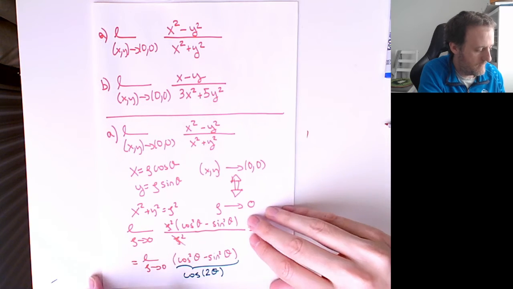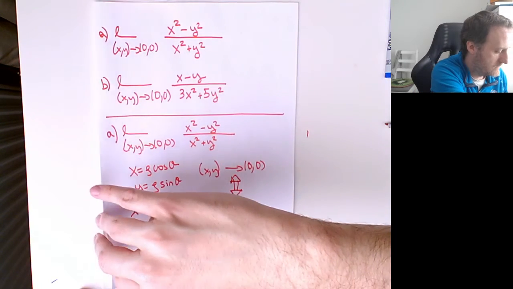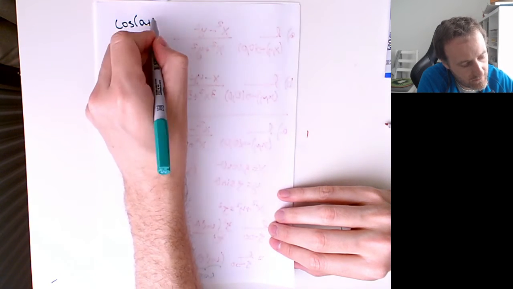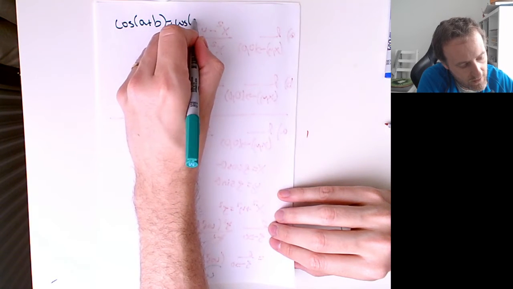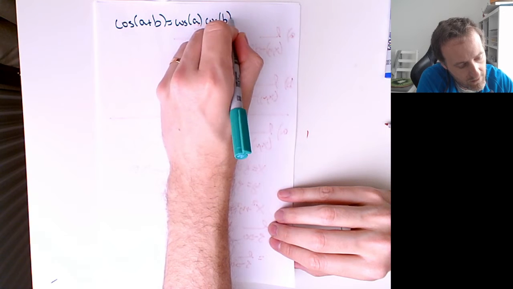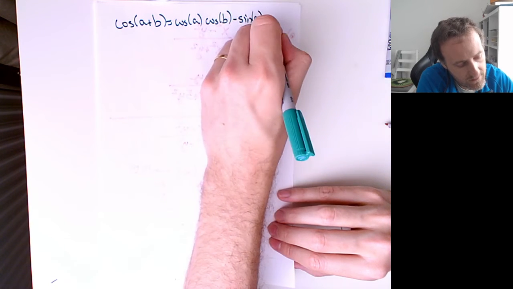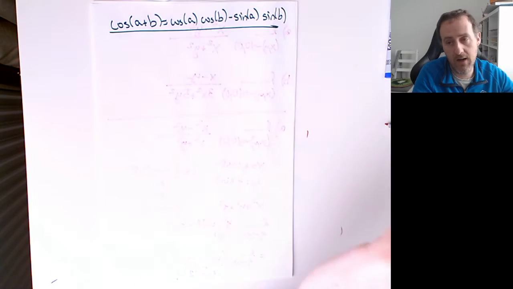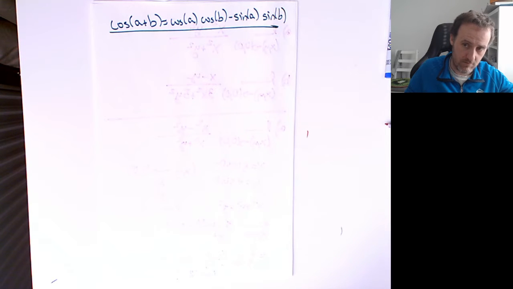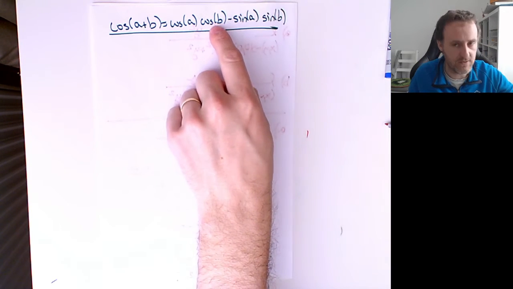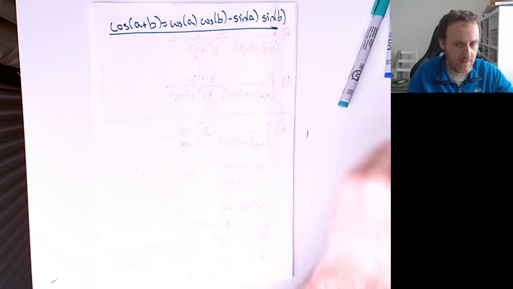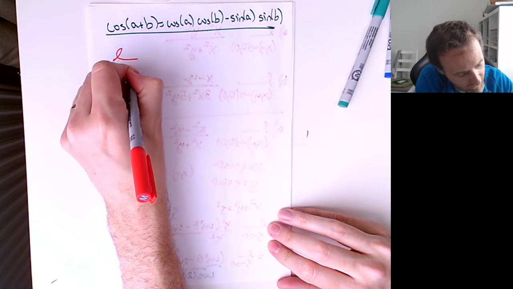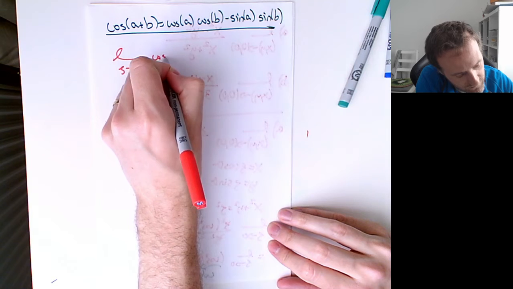Here what we have used is that we recall that cosine of a plus b is cosine of a times cosine of b minus sine of a times sine of b. When a and b are equal, we get cosine of 2 theta equal to cosine of theta times cosine of theta, cosine squared of theta, minus sine squared of theta. Very good. So the limit is, when rho goes to 0, of cosine of 2 theta.